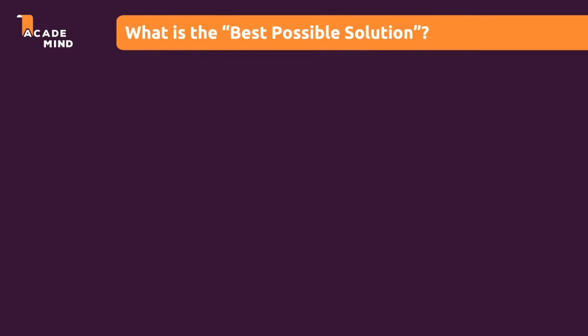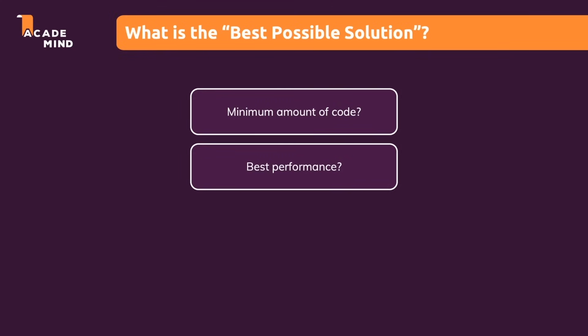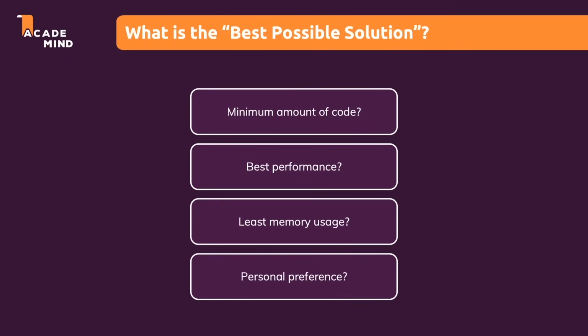Is it the algorithm that has the minimum amount of code, so the least amount of code? Is it the algorithm that takes the least amount of time to finish, so that has the best performance? Is it the algorithm that uses the least amount of memory, so that it doesn't take up a lot of resources on the computer? Or is it simply your personal preference because you like code snippet A better than code snippet B? Well, of course, we could discuss that.